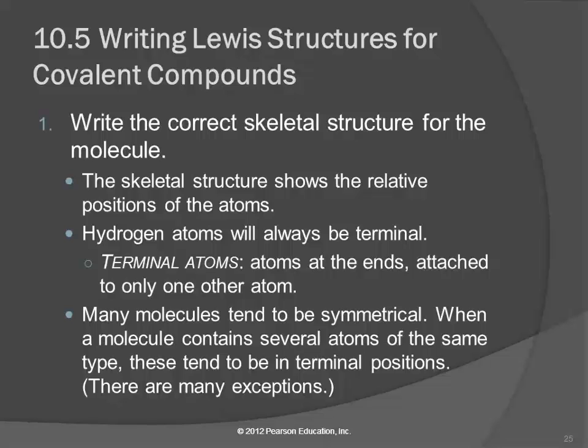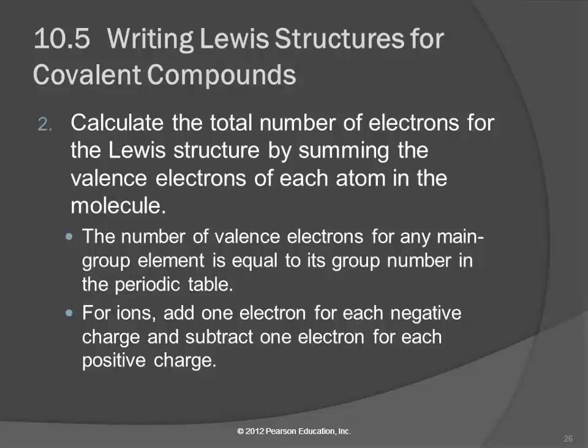Another guiding idea is that many molecules tend to be symmetrical. So if you have NO3 or SO4, the odd one is going to be in the middle and the multiples are going to be around it. So SO4, the sulfur would be in the middle and the oxygens will be around it. There are many exceptions to that rule, unfortunately. I know students do not like exceptions. Sorry.